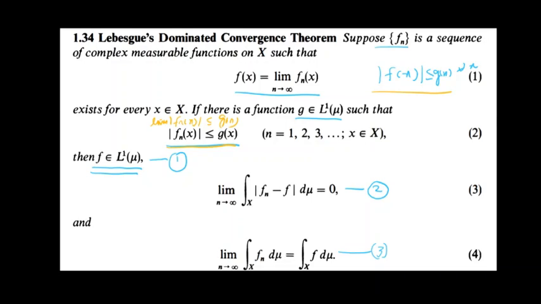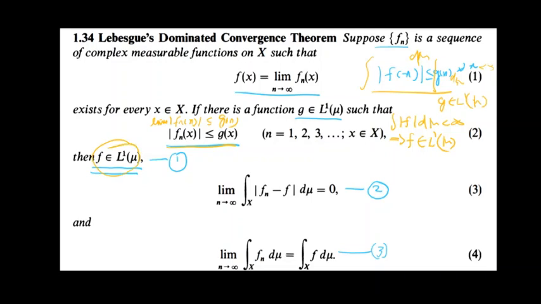And by the monotonicity of integration, we have the integral of |f| d mu is less than or equal to the integral of g d mu. Since g belongs to L1(mu), this integral is finite, and therefore the integral of |f| d mu is finite. So this implies that f belongs to L1(mu).